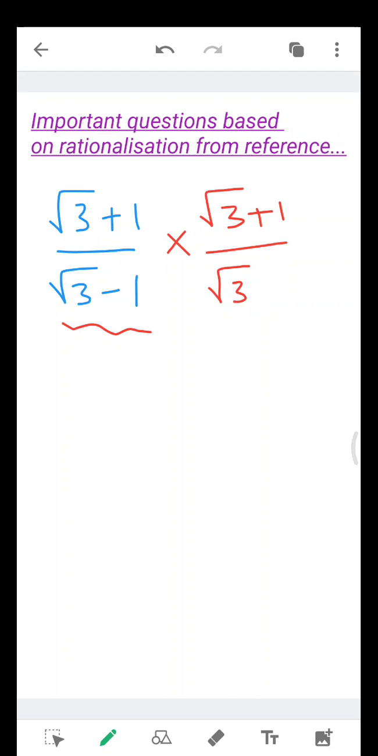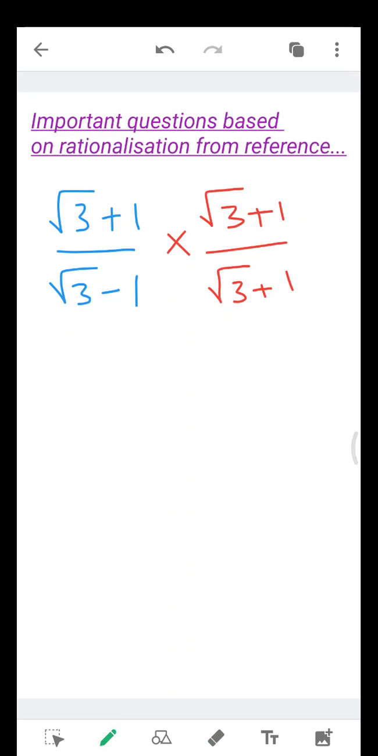Root 3 plus 1 by root 3 plus 1. So here if it is minus, you should multiply by plus. The opposite sign you should take. That is only the rationalizing factor. If it is plus here, then you should take minus in this. You should take the opposite sign. So here it is minus, I have taken plus. Now we will multiply it.